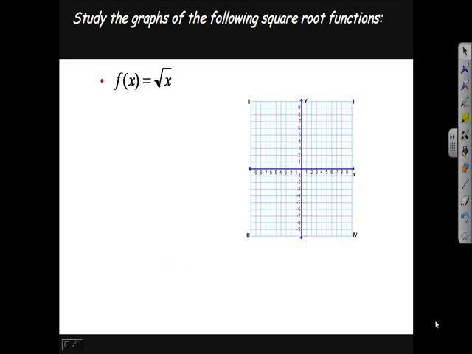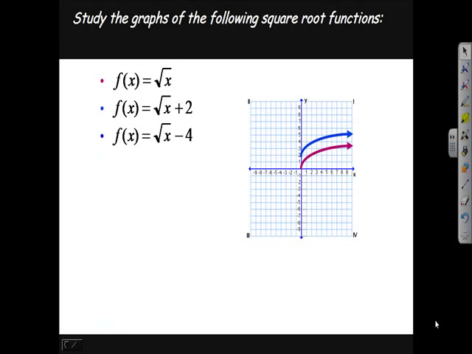Let's take a look at these. Here's our f of x equals root x again. What happens if I put a plus 2 outside? Remember your parabolas and your absolute values, it does the same thing. It'll shift it up 2. So it's the same graph, we just take that starting point at 0, 0, and we shift it up to 0, 2.